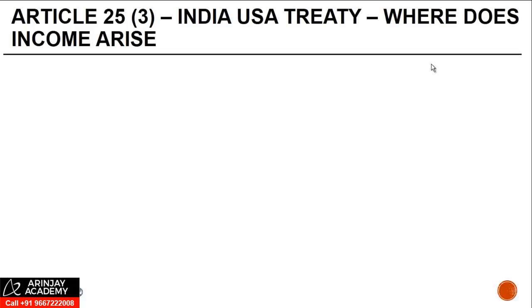Article 25, Paragraph 3 of the India-USA Treaty. Where does income arise? For the purpose of foreign tax credit, it's important to understand who has the right to tax. And quite often than not, this right to tax is a function of where the income arises, and therefore, this paragraph identifies where income should be considered as arising for the purpose of the treaty.